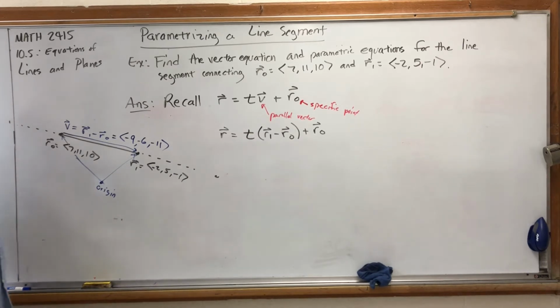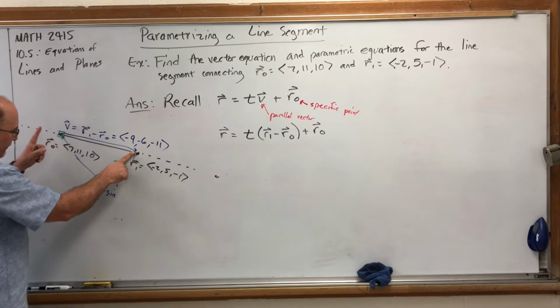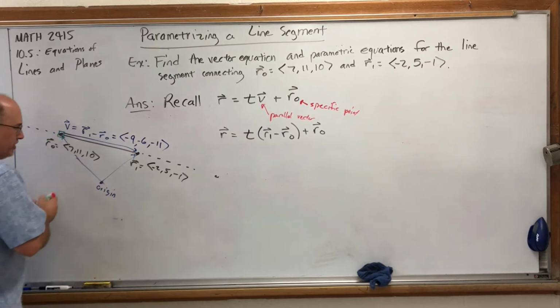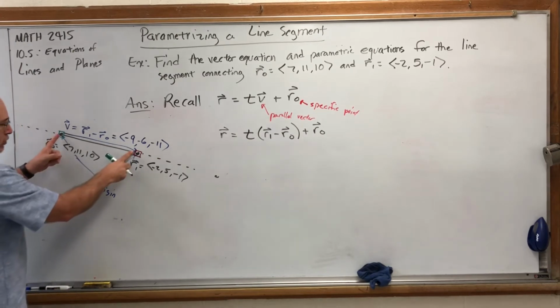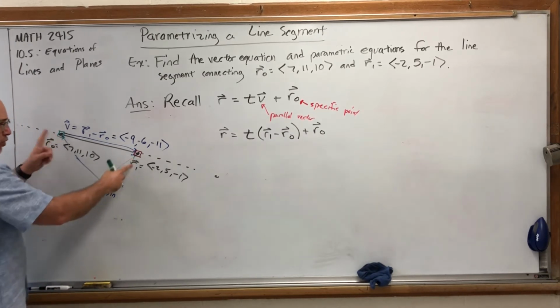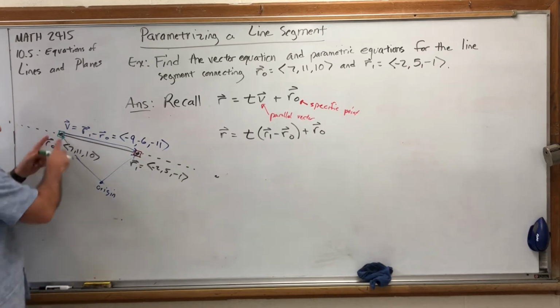In order to get the line segment though, I can't let t assume all real numbers, otherwise I would get the entire line. What values of t should I assume? Well, keeping in mind that t counts how many of the parallel vector you travel from your initial point, which we're calling R0, how many of these arrows do I need to get from here, the green point, to here? It's kind of a simple question. The number of these blue arrows I need to get from the green point to the red point is one of them. So if t equals 1, it takes me here.